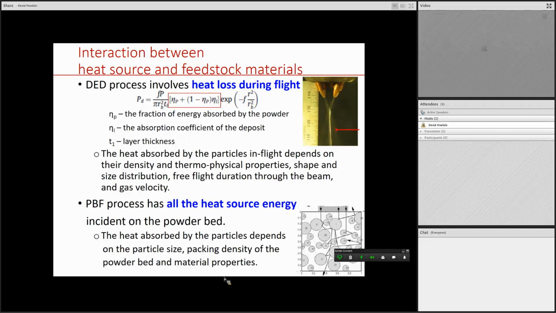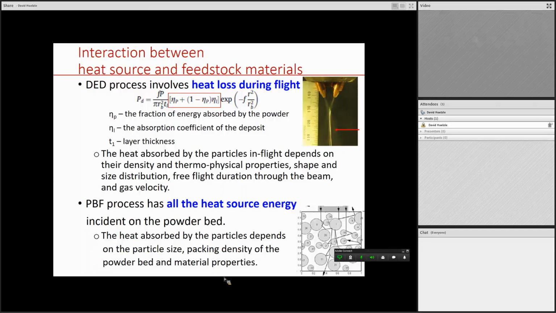This value is high initially when the feedstock material is not completely melted. Then it will reduce when the surface is melted.